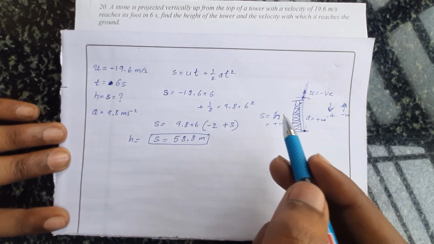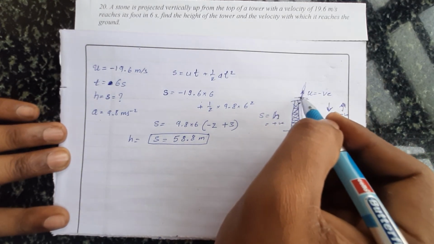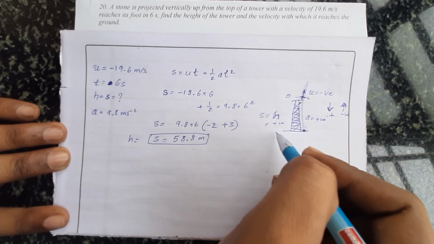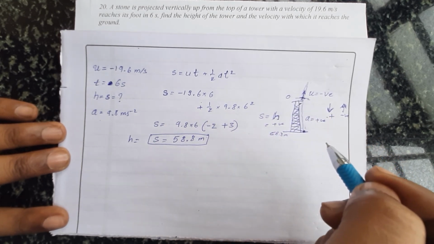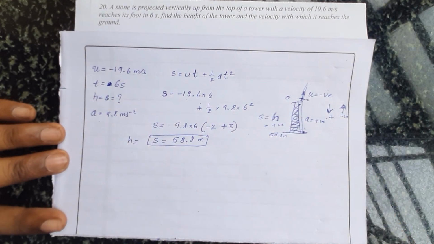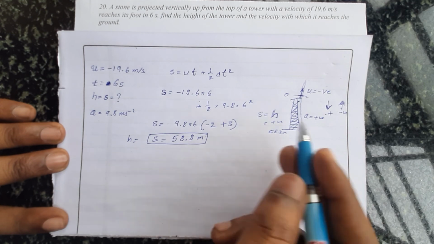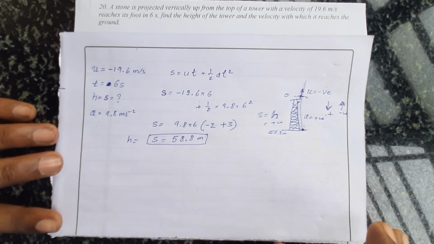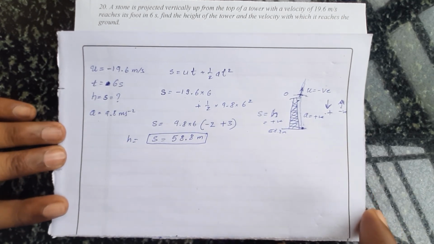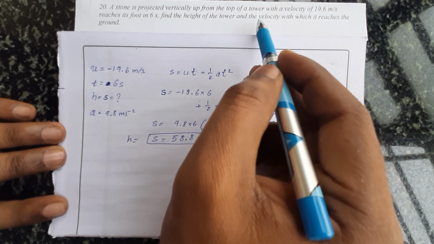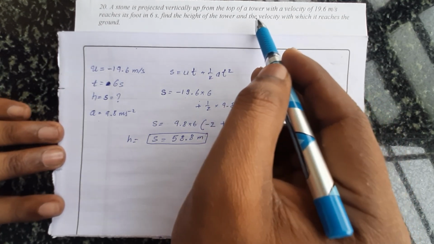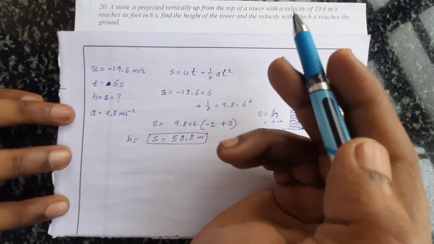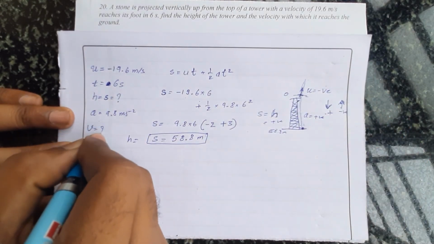So this is somewhat like coordinate 0, and this is coordinate 58.8 meter downwards. So s is 58.8 meter, which means the height of the tower is 58.8 meter. We need one more quantity, which is the velocity with which the stone reaches the ground. So the final velocity shall also be calculated.